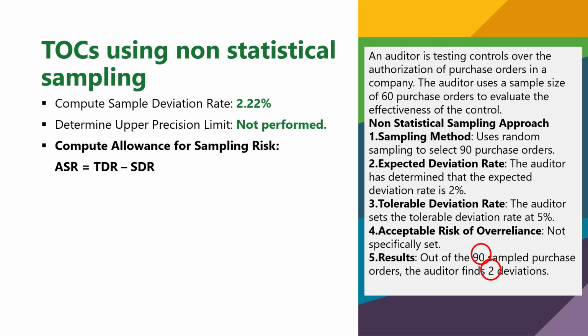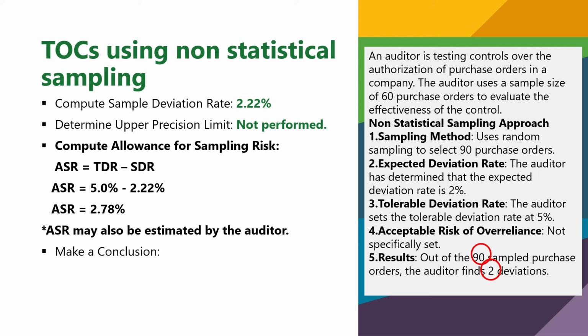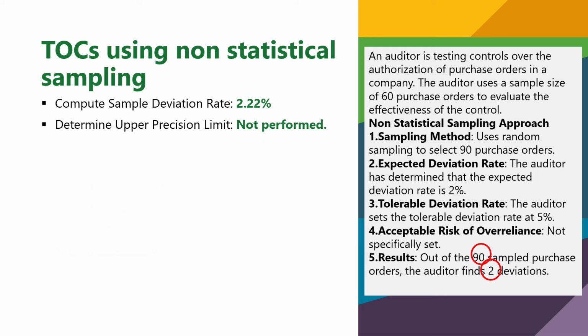Okay, so that being said, let us now compute our allowance for sampling risk using non-statistical sampling. We simply take our tolerable deviation rate, which is 5%, deduct from there our sample deviation rate of 2.22%, and we get our allowance for sampling risk of 2.78%. Having computed that, by the way, allowance for sampling risk may also be estimated by the auditor if the auditor is using non-statistical sampling. Meaning to say, it's possible for the auditor to simply estimate or set an allowance for sampling risk if it's non-statistical.